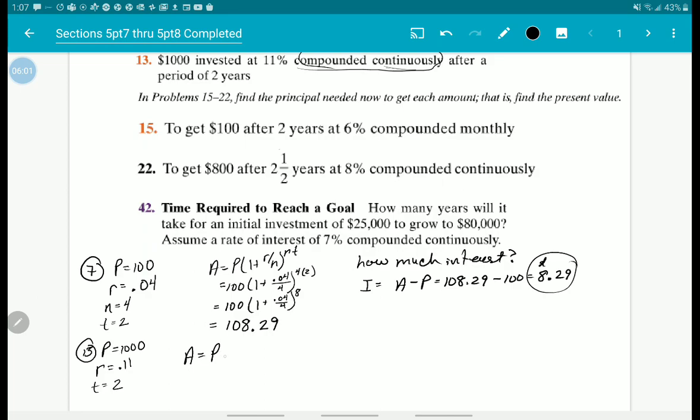We're using the PERT formula, A equals Pe to the rt. P is 1,000. Our rate is 0.11. Our time is 2. Make sure you simplify that exponent. I think it makes it easier to type it in.